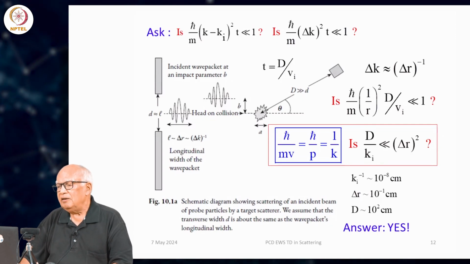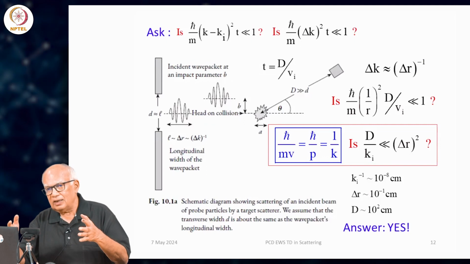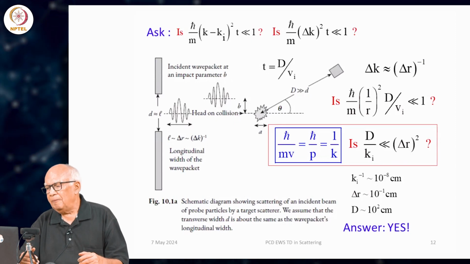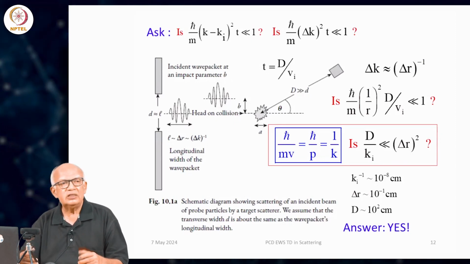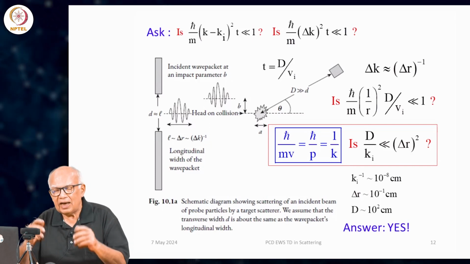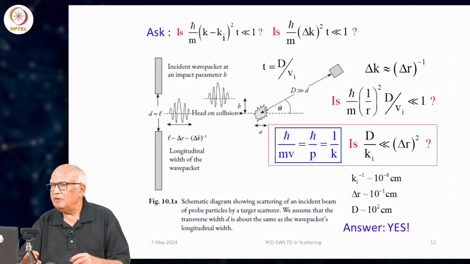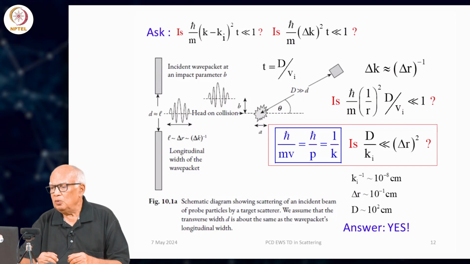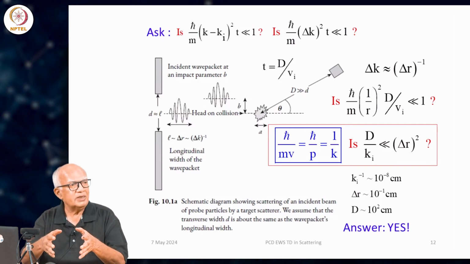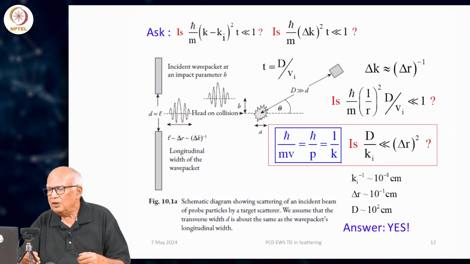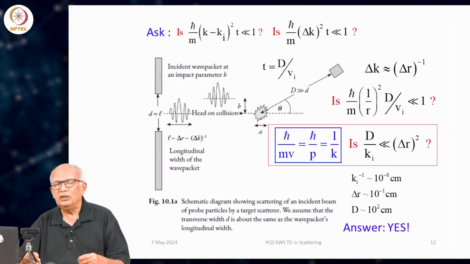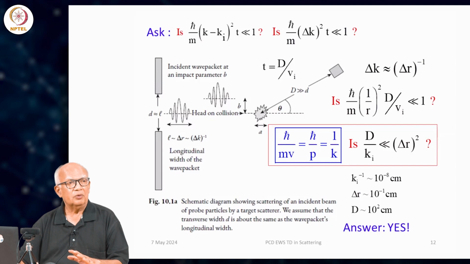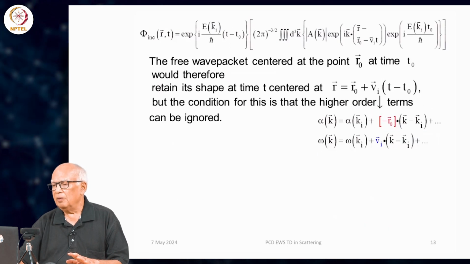If you consider a typical collision experiment being done in a laboratory and put those conditions in, what is d? It is about 100 centimeters and so on. These are very realistic numbers for a laboratory setup on quantum collisions. If you put in the numbers and do the arithmetic, which is just multiplication and division, you find that the answer to the question you have raised is in fact yes, and therefore you are good. You can continue with your approximation.